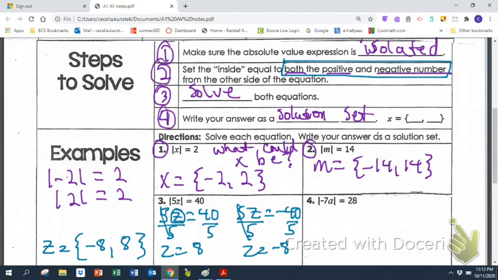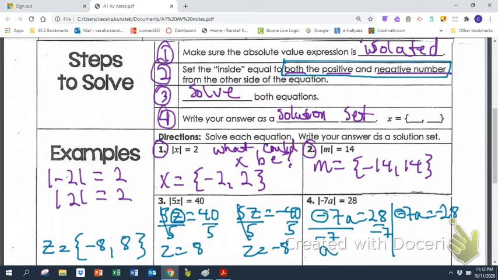All right, so let's go ahead and try number 4. I'm going to rewrite this as negative 7a is equal to 28. And then I'm also going to look at negative 7a is equal to a negative 28. So here, don't forget I've got this negative. I'm going to divide both sides by negative 7.